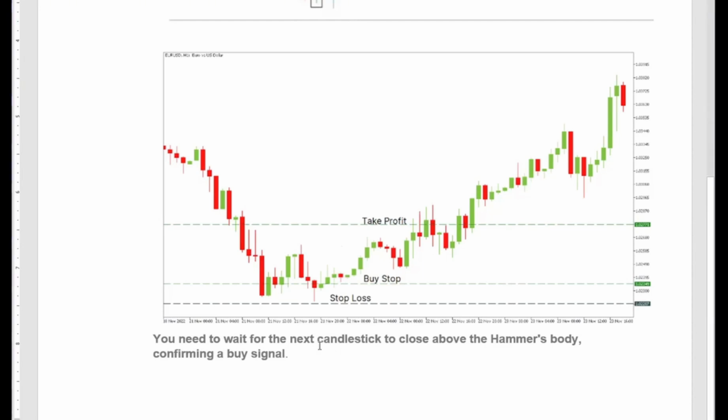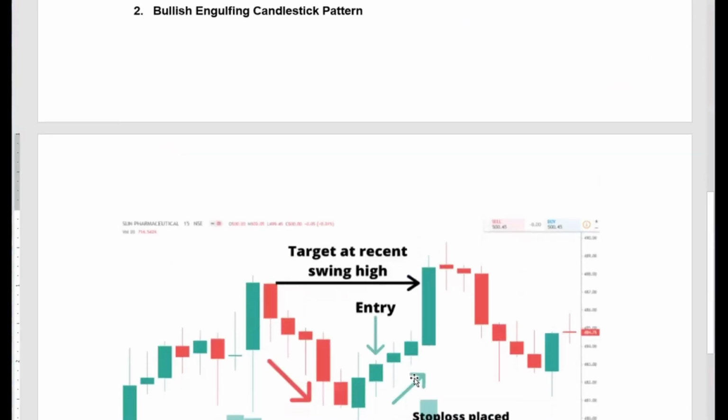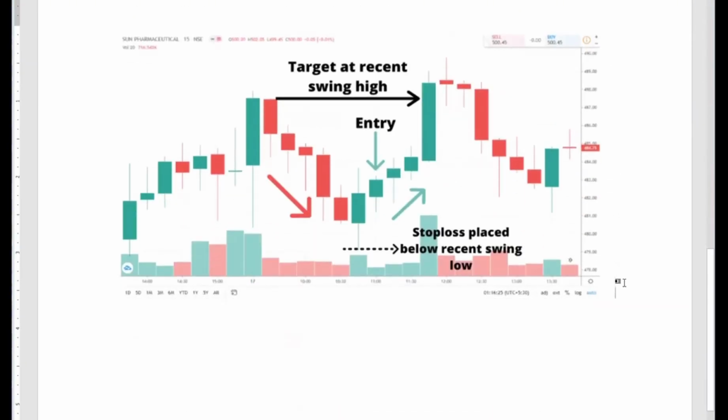Because this is just a single candlestick pattern, it's kind of simple. And we will move to the next one. There will be more things that we need to be concerned about. Bullish engulfing candlestick pattern. And this is how it's going to be.